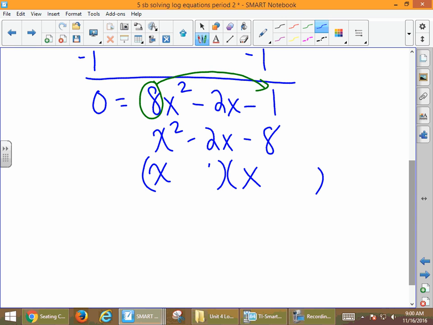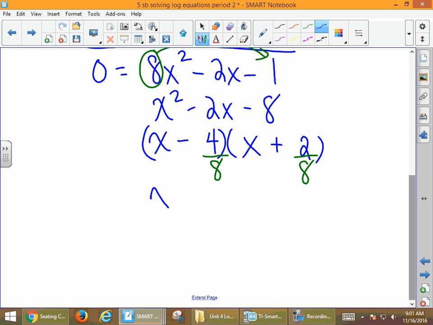But the factors of 8 are 4 and 2. And then it's going to be negative 4 and positive 2. Don't forget, this method's called slide divide. So we're going to have to divide by what we slide. So divide there. But we're left with x minus 1/2 when we simplify that. And we're left with x plus 1/4 when we simplify 2/8.